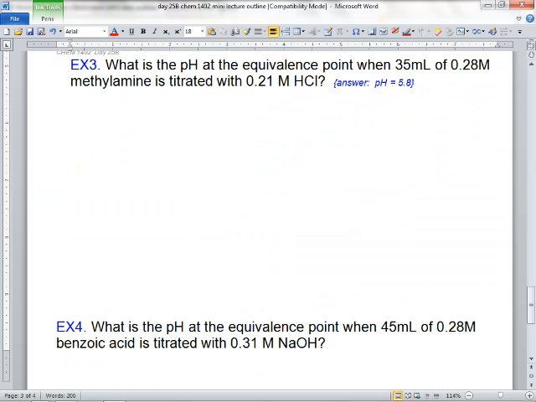Okay. So here's a couple of them. The first one has the numerical answer. See if you can get it to work. The first one, 35 mL of 0.28 molar methylamine is titrated with HCl. Now, you've already been given that. You already figured out the reaction at the equivalence point, the dominating equilibrium. Identify what the conjugate acid or base is that's being formed, and calculate its concentration. That's what you'll use in the ICE table.